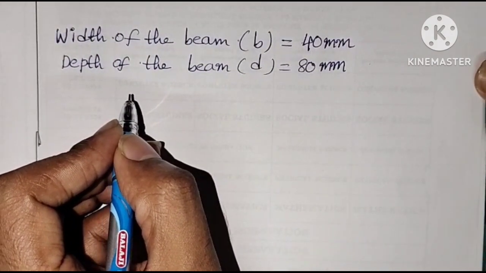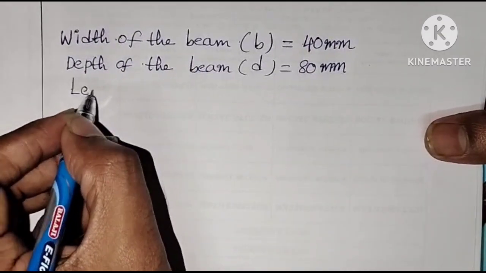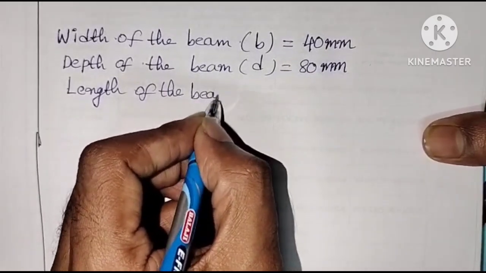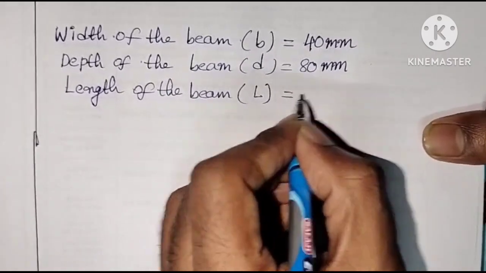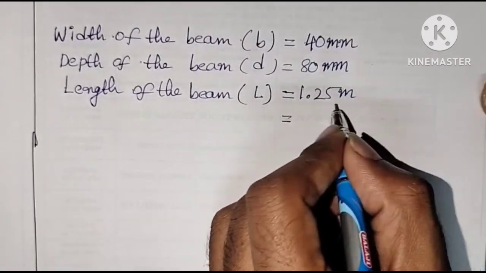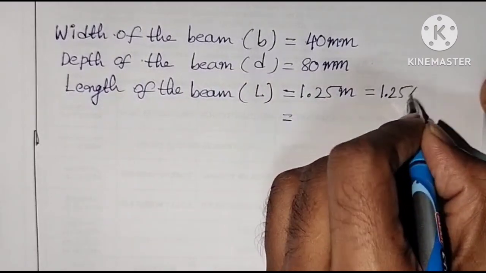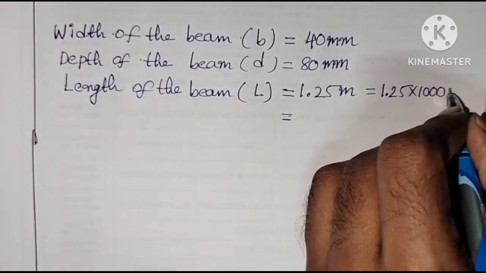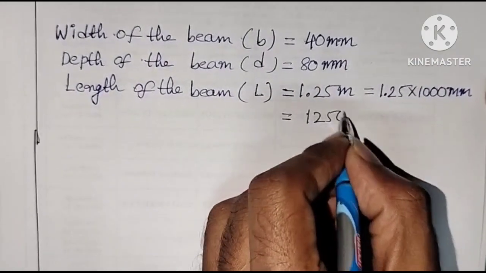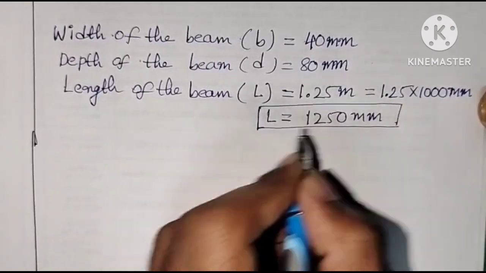This beam is placed on supports 1.25 meters apart, meaning the given length of the beam. Length of the beam L is equal to 1.25 meters. So convert 1.25 meters into millimeters. We know that 1 meter equals 1000 mm, so 1.25 into 1000 gives 1250 mm. L equals 1250 millimeters.